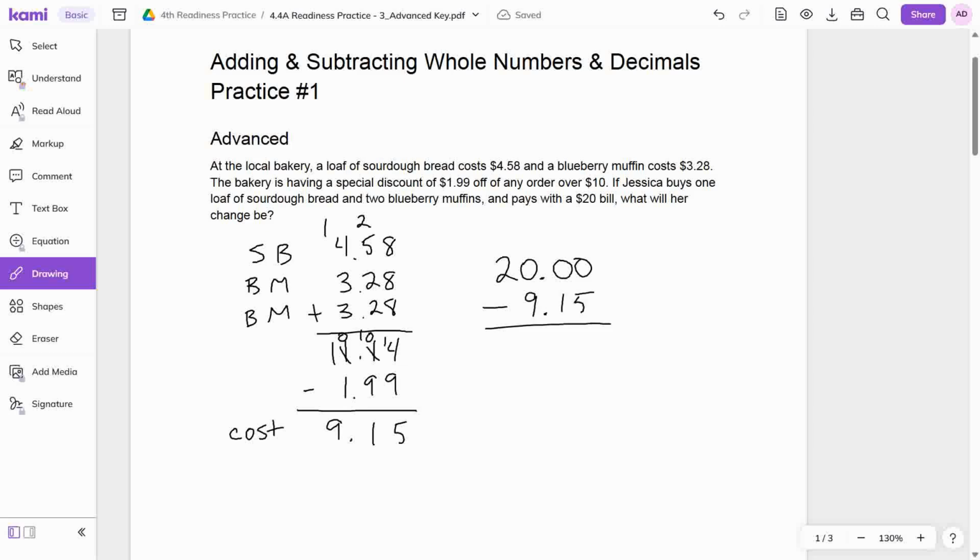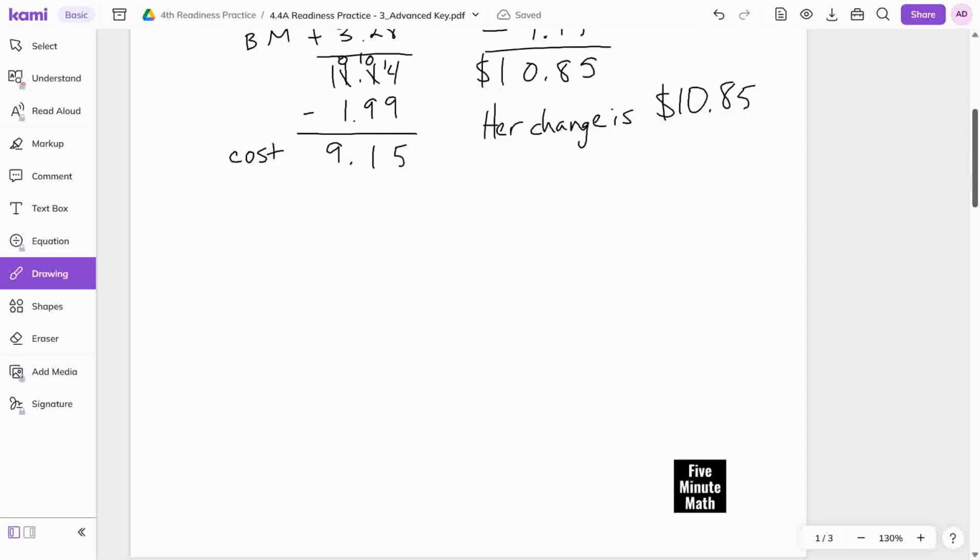Lots of regrouping here. So I need to take a $10 bill, leave one, and that is going to give me 10 ones. I'm going to take a $1 bill, leaving 9. That is going to leave me 10 dimes. Take a dime, leaving 9, give me 10 pennies. Now I can subtract. 10 minus 5 is 5. 9 minus 1 is 8. 9 minus 9 is 0. All right, so there we go. So her change is $10.85. We did quite a bit of addition and subtraction to get us there.